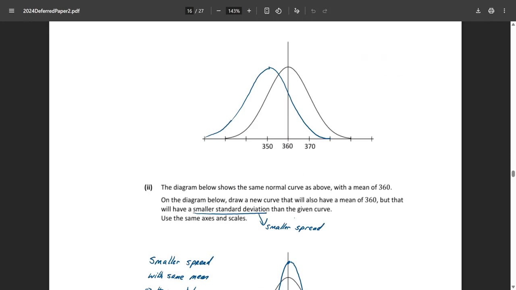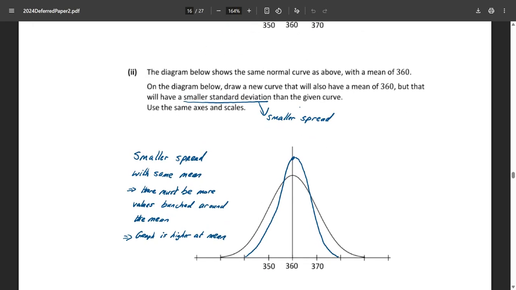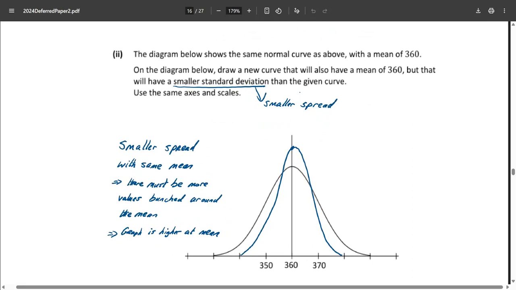And the last part then, the diagram shows the same normal curve as above with a mean of 360. So this is the same original bell curve, with a mean of 360 still. Now imagine you have a smaller standard deviation, in other words, a smaller spread. The numbers are tighter, more bunched together. So what would that look like? Well, with a tighter spread, first of all, the tails come in. It's only between this number and this number, for example. We can draw any one we like within reason. I just picked this kind of spread here. Once it's narrower, that's all that matters.